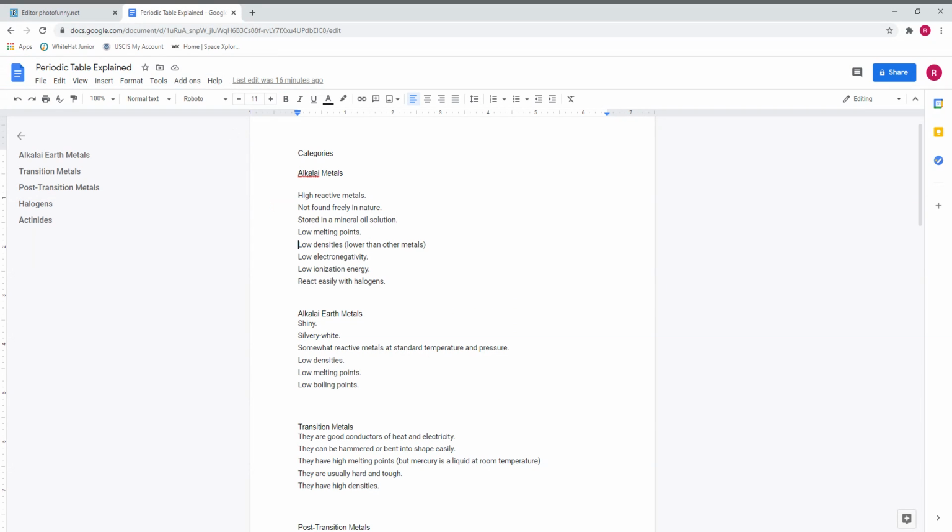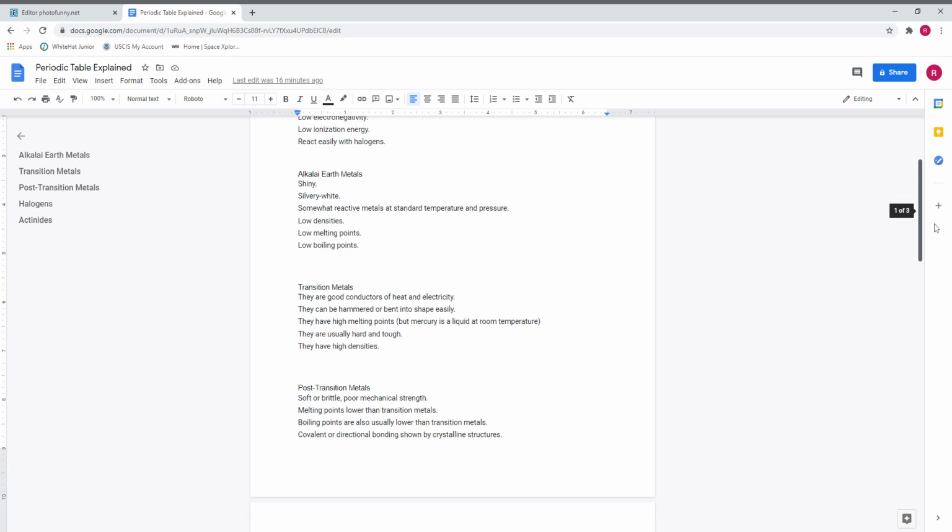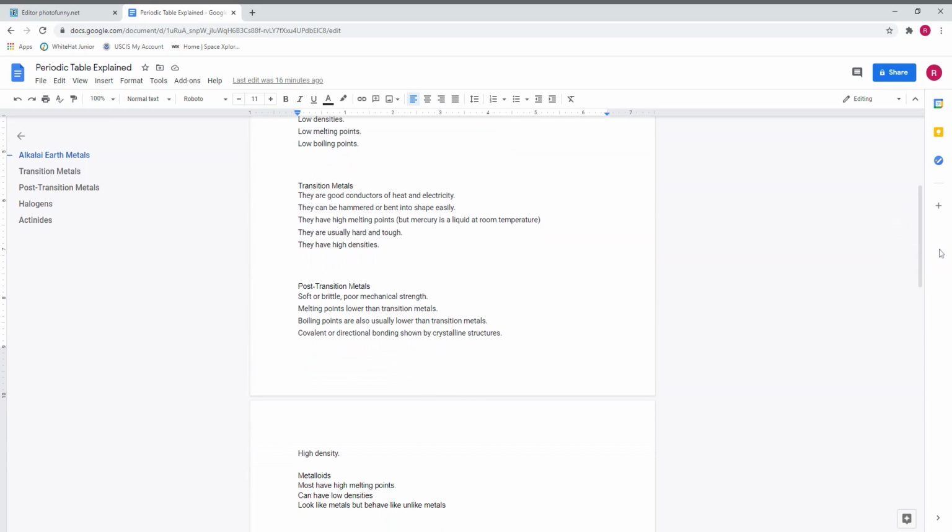So, transition metals are like the most common type of element on the periodic table. They are good conductors of heat and electricity. They can be hammered or bent into shape easily, good for forging. They have high melting points, but mercury is liquid at room temperature. One such transition metal with a high melting point is tungsten that melts at 3600 degrees Celsius. They are also very hard and tough. They have high densities, and they include the densest thing in the whole periodic table, osmium.